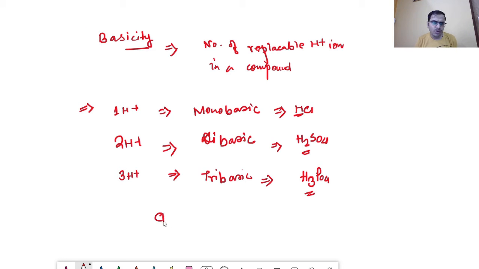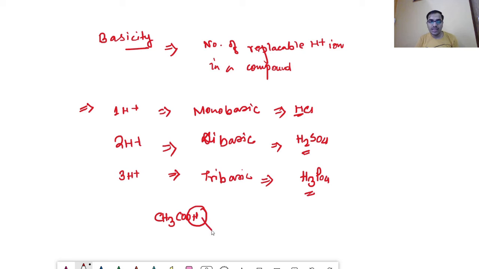Now we have a compound. This is the formula for acetic acid. Now you can see here that we have four hydrogens, so it should be tetrabasic, obviously, because four hydrogens are there, the four H plus ions will be replaceable. No, in this case, it is monobasic. Why? Because it has only one replaceable H plus ion.